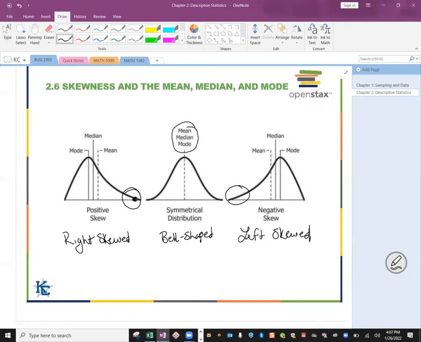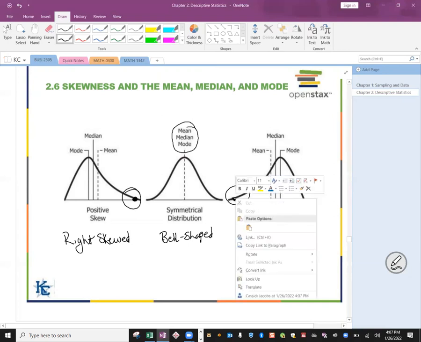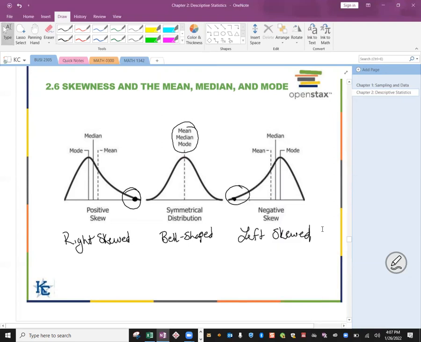So with a negative skew, we have a negative or a small outlier. And so that outlier pulls the rest of the data to the left. And so your mean gets pulled to the left. So this is an important slide. I may ask you on a future exam, how is the mean affected if you have a right skewed graph? And you would want to tell me that the mean is pulled to the right.